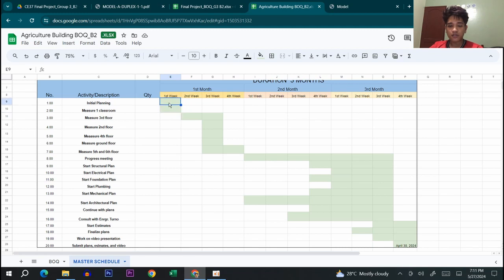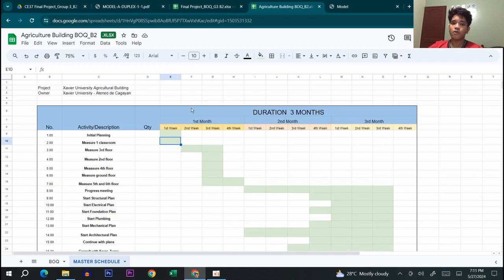We started with the initial planning for the first week, and in the first week also of February, we tried measuring one classroom, because we thought that if we have the dimensions of a single classroom, we could just multiply it by the number of classrooms that we were going to be manually counting. So all of the members of the group measured one classroom, to have an idea of what we will be doing for the next few weeks.